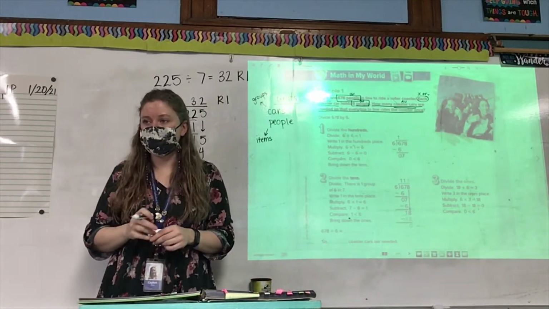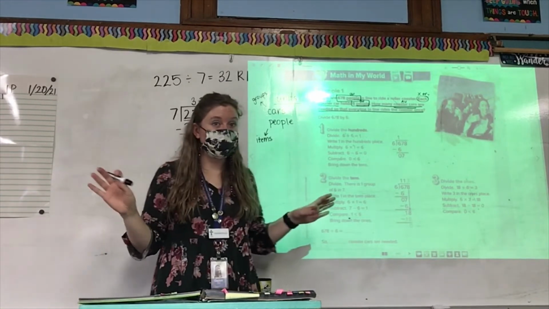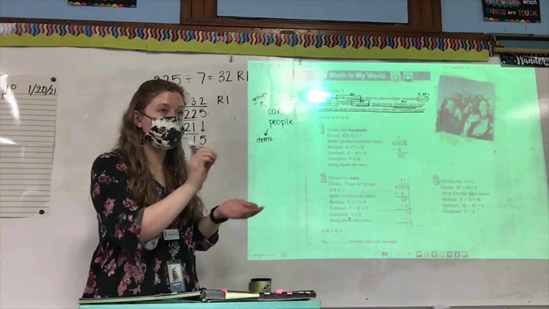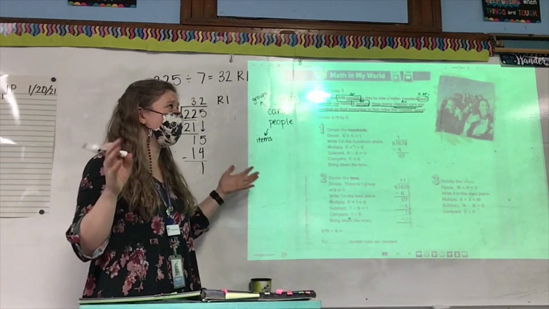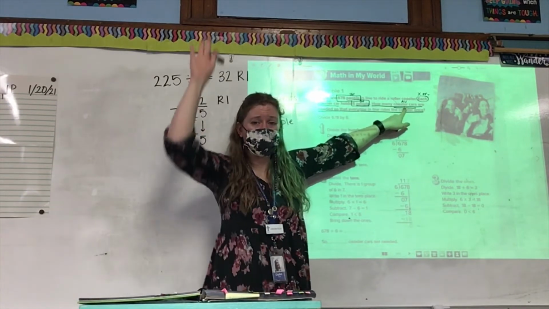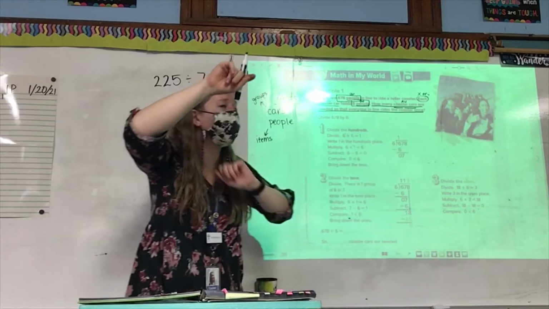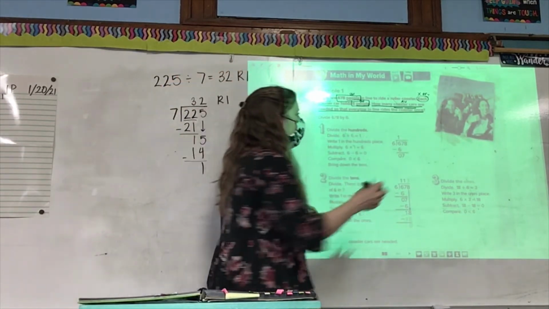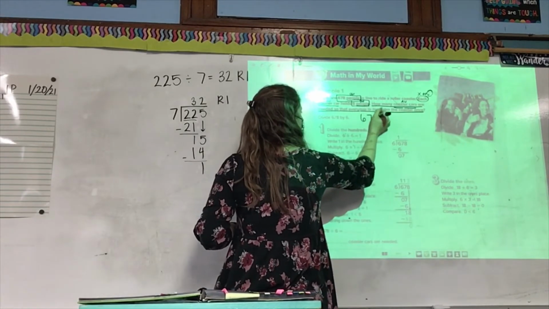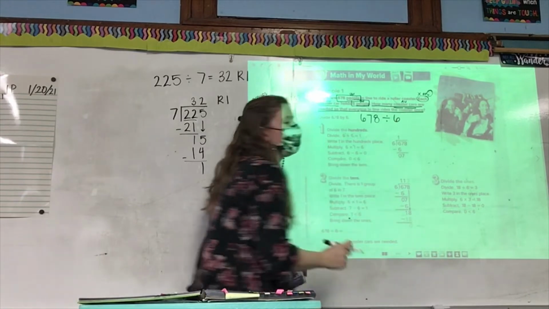Now I need to think. If there are 678 total people, and I'm putting them into coaster cars in groups of 6, am I going to end up with more than 678 coaster cars? Lena? No. No. So I'm doing what operation? Dividing. Which means my equation looks like 678 divided by 6.